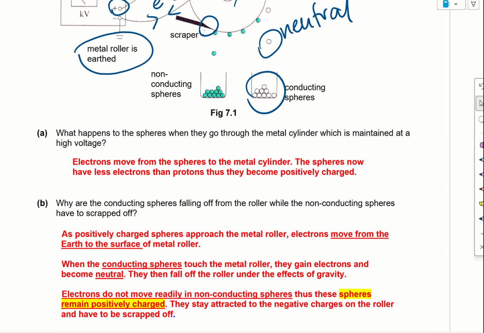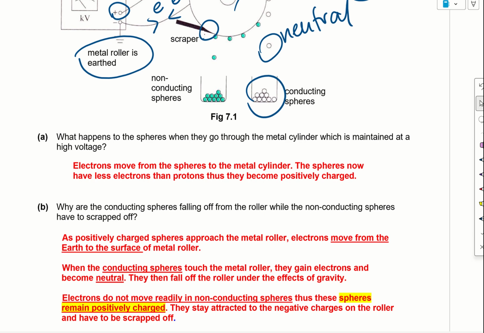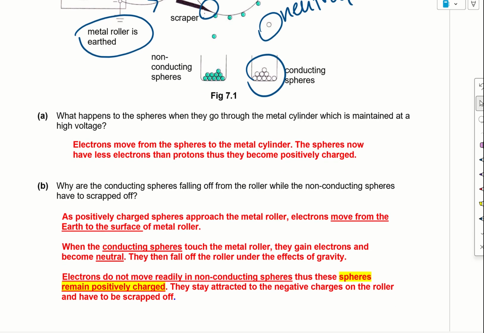Okay, but let's look at the answer. What happens to the spheres when they go through the metal cylinder, which is maintained at a high voltage? Electrons move from the spheres to the metal cylinder. They now have less electrons than protons, thus they become positively charged. You can actually add in that as unlike charges attract.